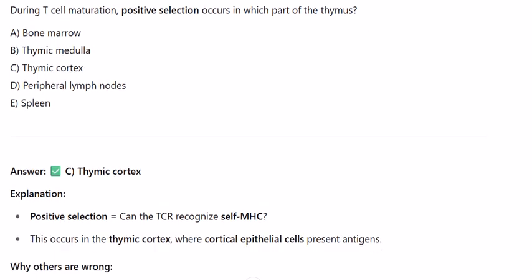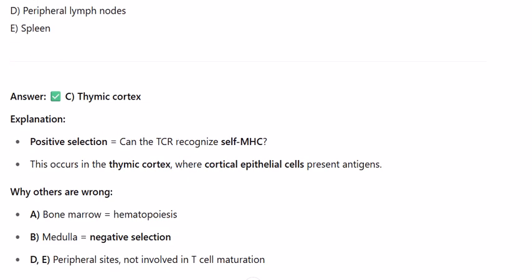Explanation. Positive selection asks: can the TCR recognize self-MHC? This occurs in the thymic cortex, where cortical epithelial cells present antigens. Why others are wrong? A. Bone marrow is for hematopoiesis. B. Medulla is for negative selection. D, E. Peripheral sites are not involved in T-cell maturation.